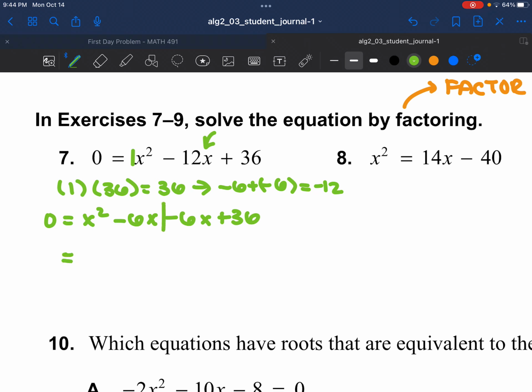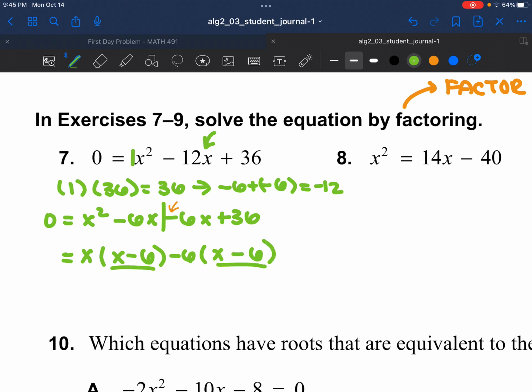So now we're going to draw our line. The two things that x squared and negative 6x have in common is an x, so x minus 6. The two things that negative 6x and positive 36 have in common are a 6, but because this here is negative, we're going to make sure to pull out a negative 6. So negative 6, x minus 6.